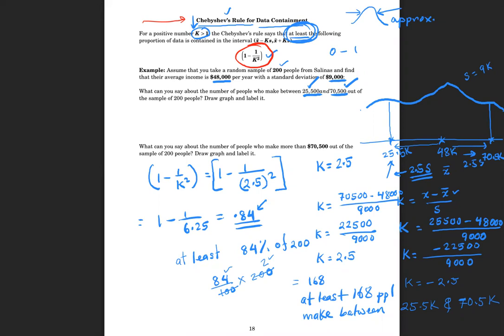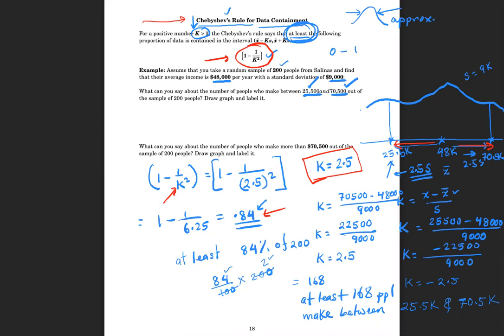In our case, we moved 2.5 standard deviations to the right and 2.5 standard deviations to the left. So our K was 2.5. We plug in that value right here in the formula. If we simplify the calculations, we get 0.84, which is the same as saying 84%, okay? 84% of the people that you collected data from make at least 25.5 thousand and 70.5 thousand, in between those two numbers.